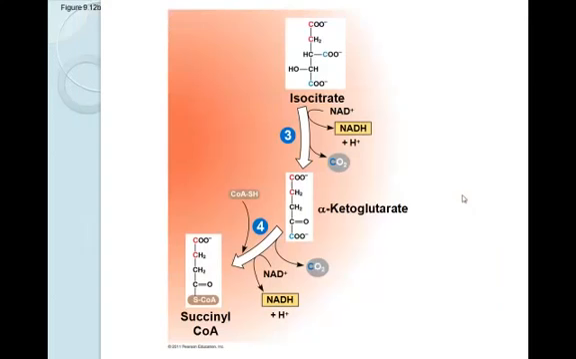Isocitrate is then oxidized to form alpha-ketoglutarate. Note that this step converts NAD to NADH and also takes a carboxyl group off of isocitrate. So our 6-carbon isocitrate is converted into a 5-carbon molecule. The next step is very similar. Alpha-ketoglutarate is oxidized to form succinyl-CoA while NAD is reduced to NADH. This step also takes a carbon off of alpha-ketoglutarate, so our 5-carbon alpha-ketoglutarate is converted to the 4-carbon molecule succinyl-CoA.